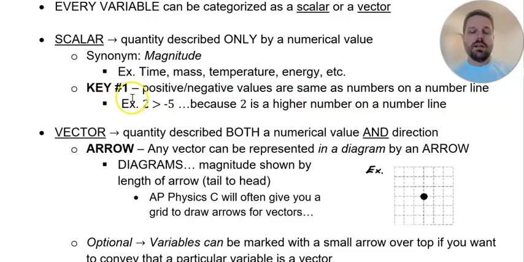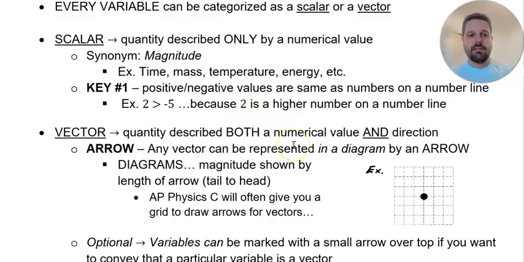So key number one, one of the things I want to use as my contrast here, is that when you have a scalar, the positive or negative value is simply the same as you would have if it were on a number line. For example, the number 2 and the number -5 on a number line would imply that 2 is a higher number, right? It's just a bigger number on a number line. And that's the case for all scalar quantities. Think of temperature: 2 degrees Fahrenheit is going to be bigger than -5 degrees Fahrenheit, a higher temperature, right?